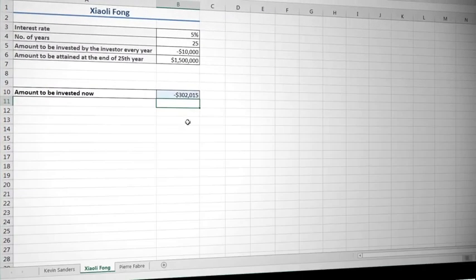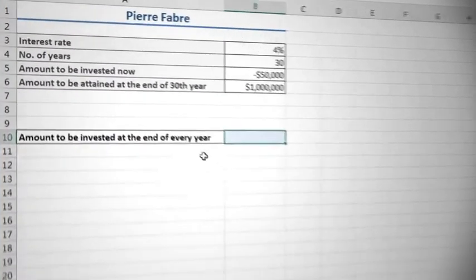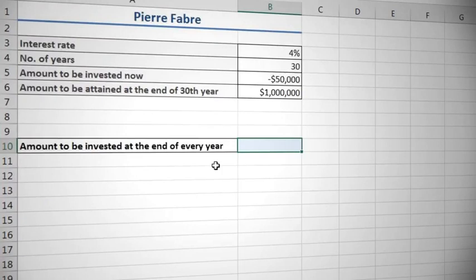All right, one last example. This time, our friend Pierre also has an investment goal. He has only been offered a 4% interest rate, but he's going to invest for 30 years, and he's hoping to invest $50,000 now and to finish up with an investment of $1 million. We want to know how much he will have to pay in each period to achieve that goal.